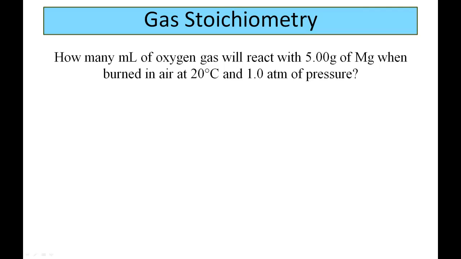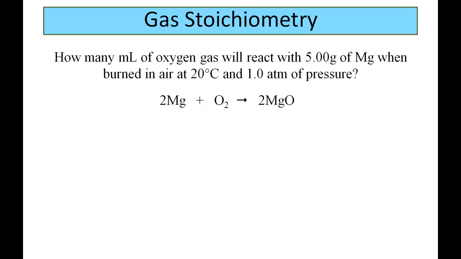How many milliliters of oxygen gas will react with 5.00 grams of magnesium when burned in air at 20 degrees Celsius and 1 atmosphere of pressure? So you'll see we are at standard pressure, but we're not at standard temperature. Standard temperature would be 0 degrees Celsius or 273 Kelvin. So the first thing we're going to do is write down the equation. Magnesium reacts with oxygen to produce magnesium oxide. Then we must balance the equation. 2 magnesiums react with 1 oxygen molecule to produce 2 compounds of magnesium oxide.